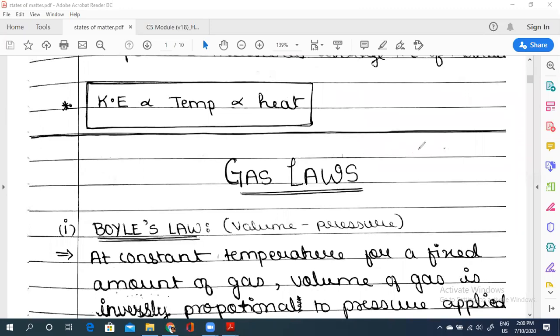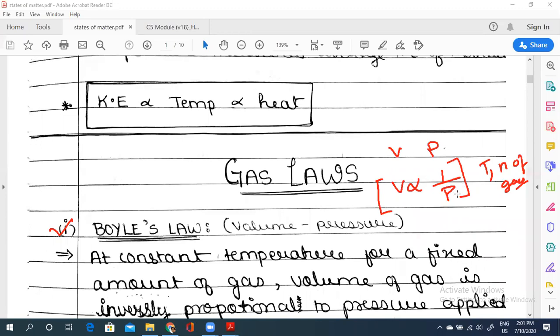We can relate the pressure and volume of a gas by a law called Boyle's Law. Boyle's Law says that the volume of any gas is inversely proportional to its pressure. Means if you increase the pressure, volume will decrease, and if you decrease the pressure, volume will increase. That is your half statement, not the complete statement. The complete statement is volume is inversely proportional to pressure, keeping temperature and number of moles of gas the same.